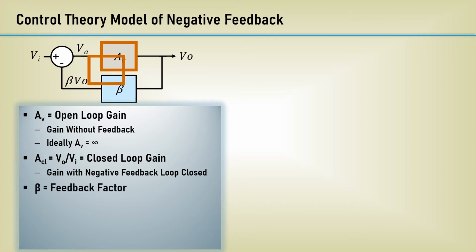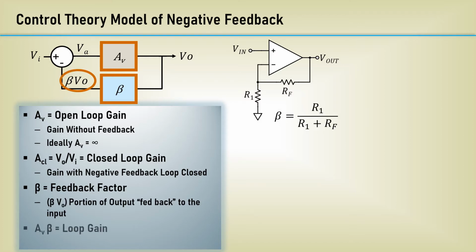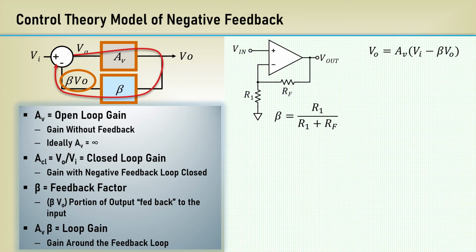The block labeled beta is the feedback factor. In our current example, this is a set of resistors performing voltage division that programs the gain of the amplifier. Beta times V sub O is the portion of the output fed back to the input. A sub V times beta is the gain around the feedback loop. Let's write the loop equation for the output voltage. It's A sub V times the input voltage minus the product of beta times the output voltage per the diagram.